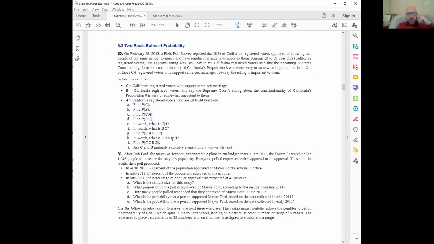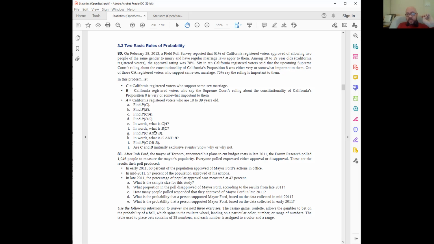So let me go back to explaining when we were on H. C and B, out of all registered voters, is the overlap between the voters who support same-sex marriage and the voters who say that the Supreme Court's ruling is important to them. This is not the same thing as B given C, which was 75%, right? It's not true that 75% of all voters say that the ruling was important to them. It is just the ones who support same-sex marriage, 75% of those say the ruling is important to them.